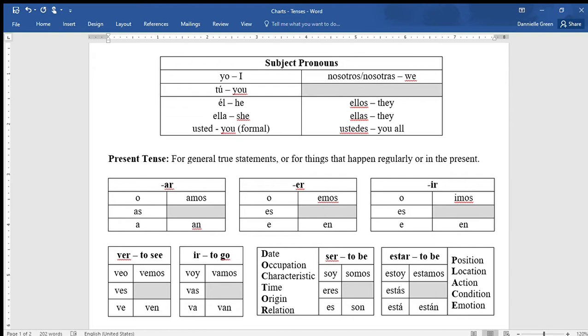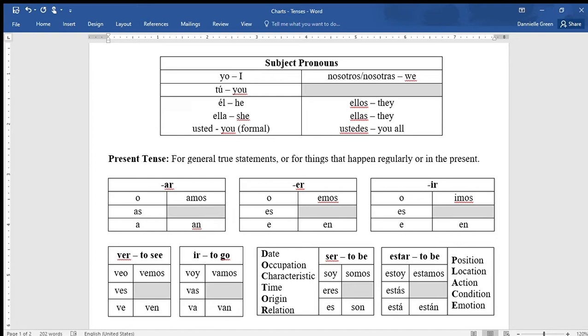When we're using a regular AR, ER, or IR verb, we take off that ending, the AR, ER, or IR, and we replace those two letters with one of the endings that you see here, depending on who's performing the action. And of course, we have our irregular verbs, for example, ir, ser, and estar, which kind of follow their own rules.